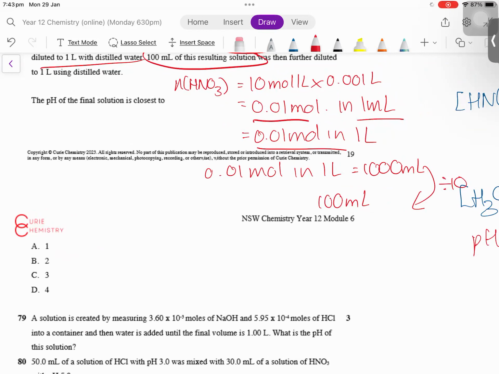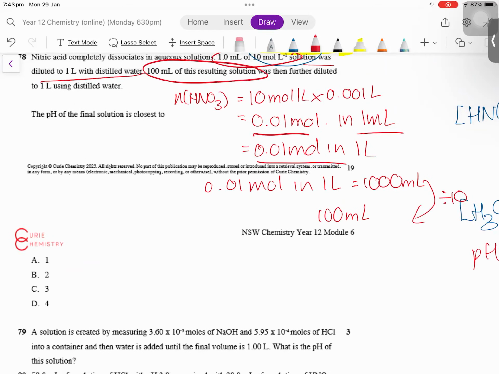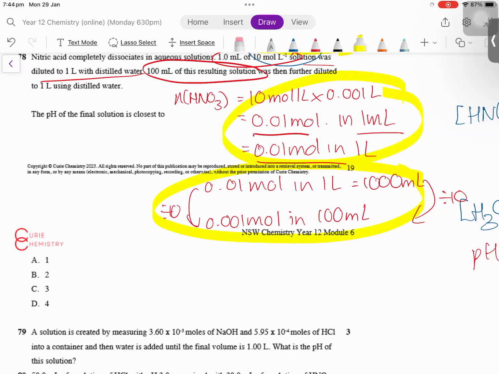So originally I had 0.01 moles in 1 liter, which is 1,000 mL. The second part of the sentence tells me that they only took 100 mL, which means what they must have done was divide the volume 10 times. So if they divide the volume 10 times, thanks, Daniel, I do the same thing with the moles. Divide by 10. So then I get 0.001 mole in 100 mL. This part here, you can't do with your dilution equation. This part you could, because that was diluting. But when you go from 1 liter to 100 mL, that's not diluting. So there's no equation for that.